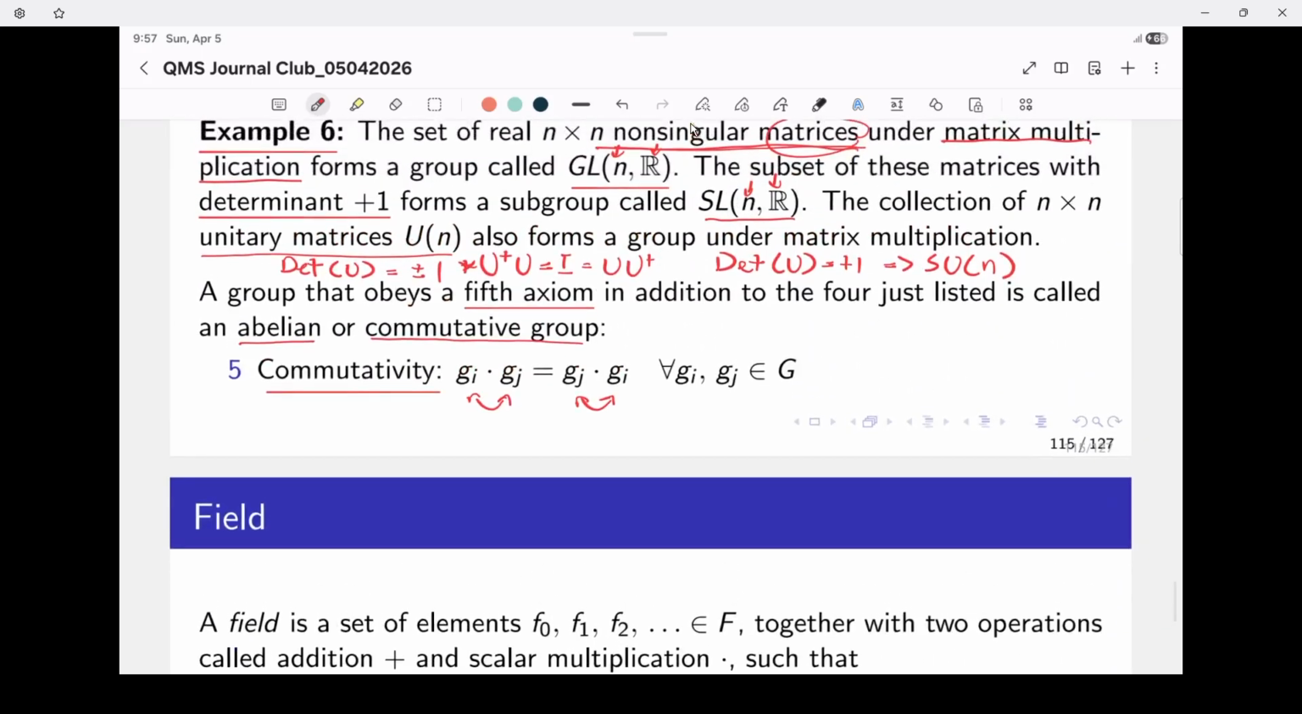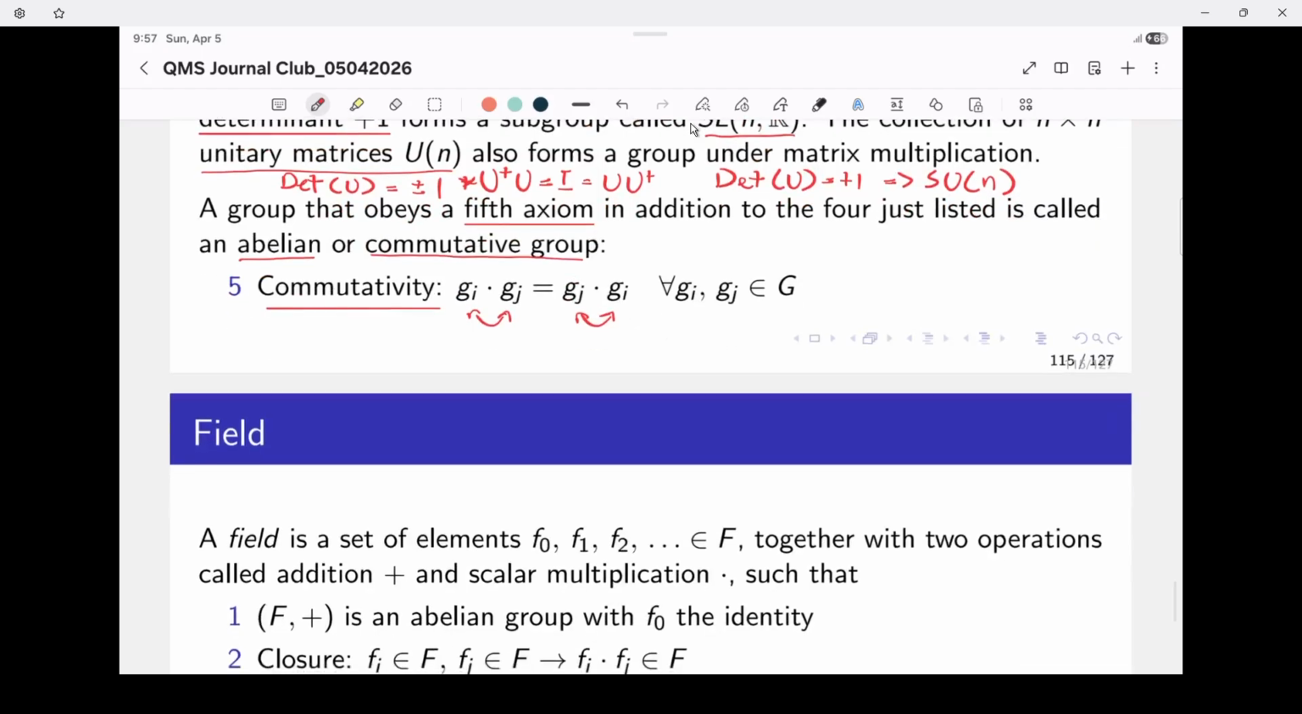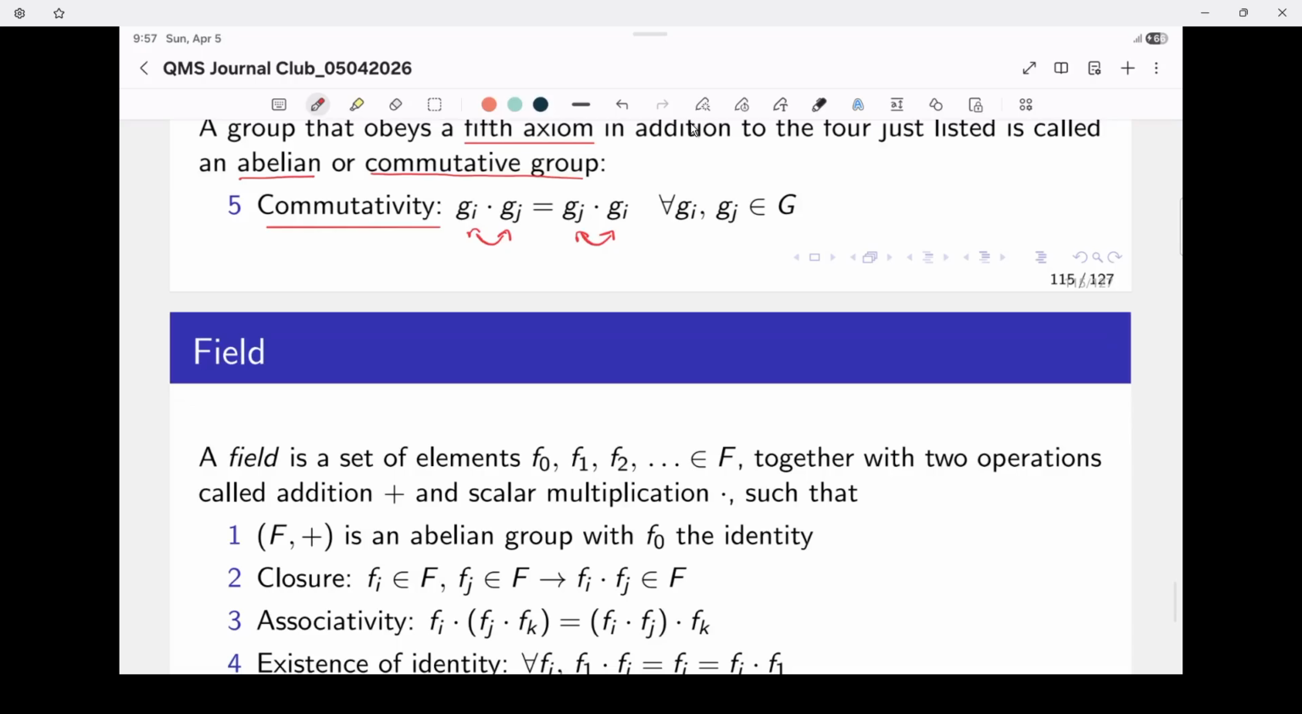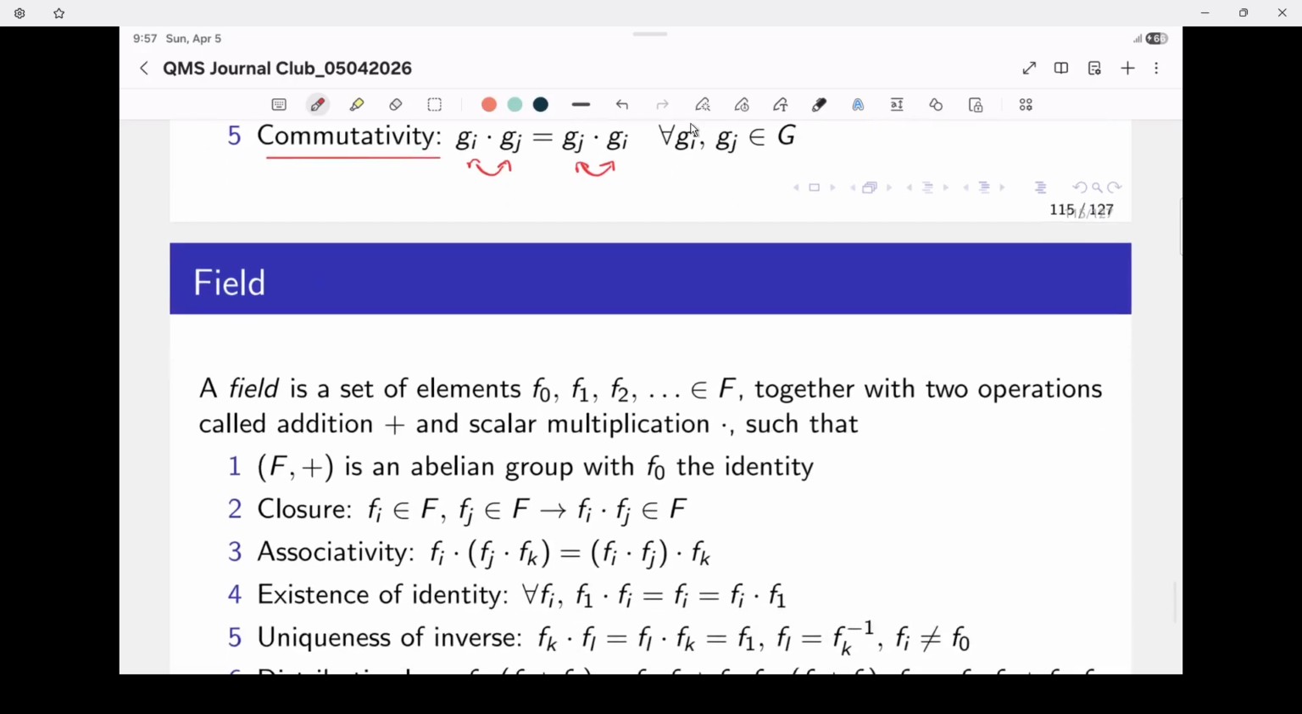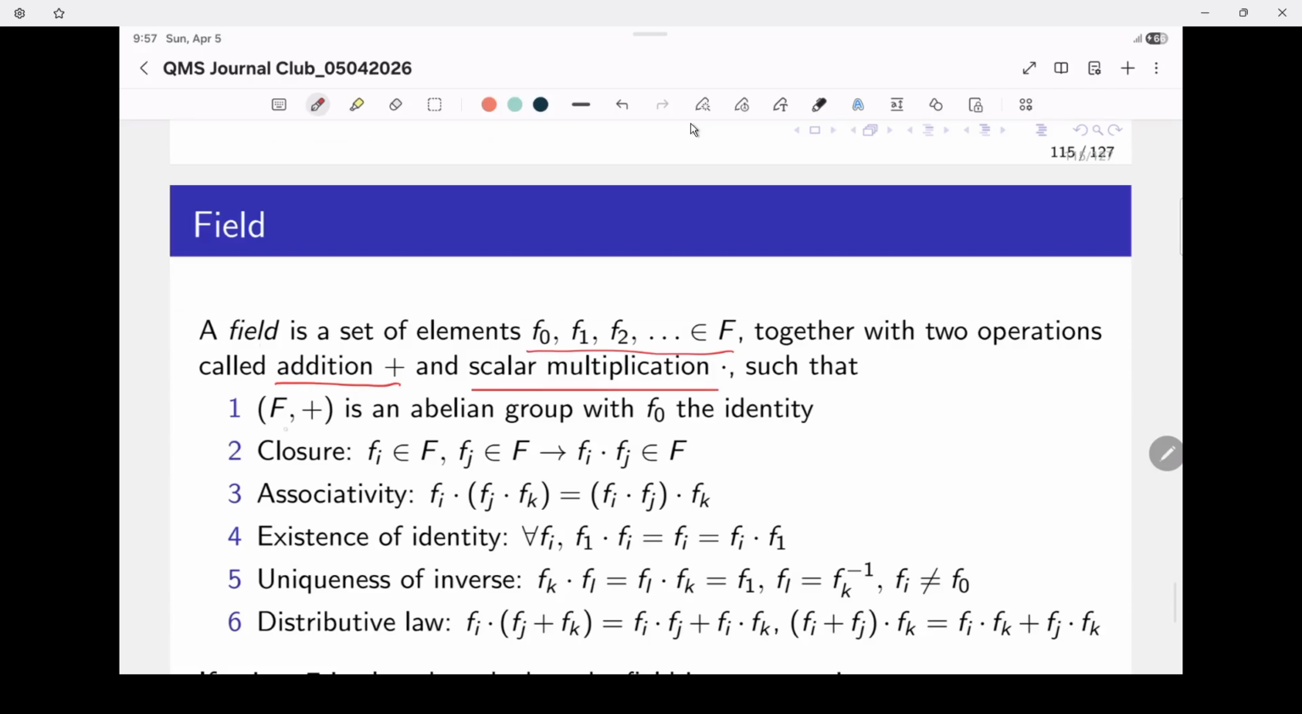Later I will come back to the groups, but now let's introduce what a field is. A field is basically another set, F, and now you have two operations. The first one is what we call addition. The second one is scalar multiplication. In such a way that the set F, together with addition, forms an abelian group. And your F naught, let's denote it as your identity.